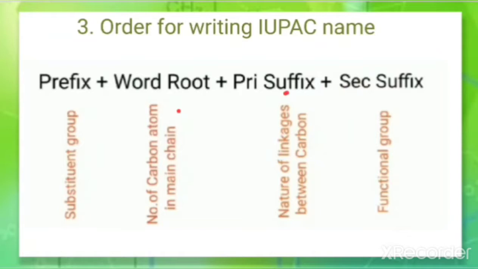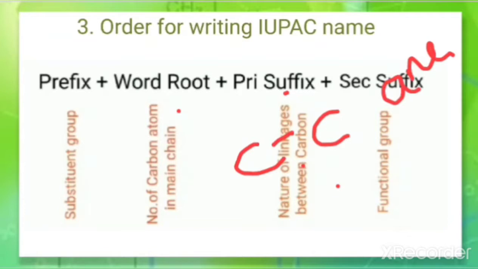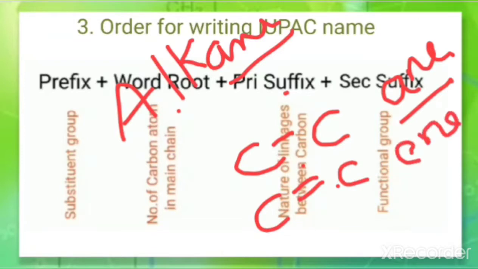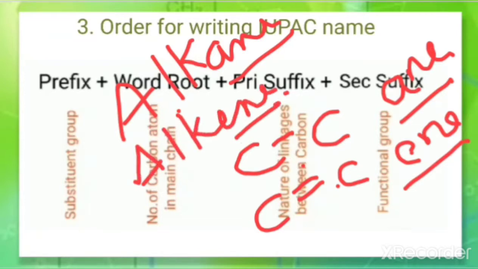Next is the primary suffix. Primary suffix represents the nature of linkage between the carbon atoms. If in the main chain there is a single bond between the carbon atoms, we use the suffix ane, like in alkane. If there is a double bond between the carbon atoms, we use the suffix ene, like in alkene. If there is a triple bond between the carbon atoms in the main chain, we use the suffix yne.